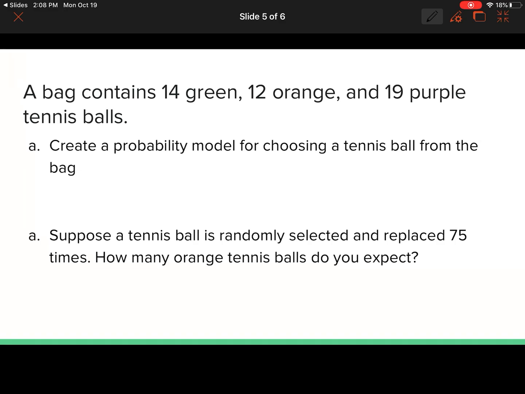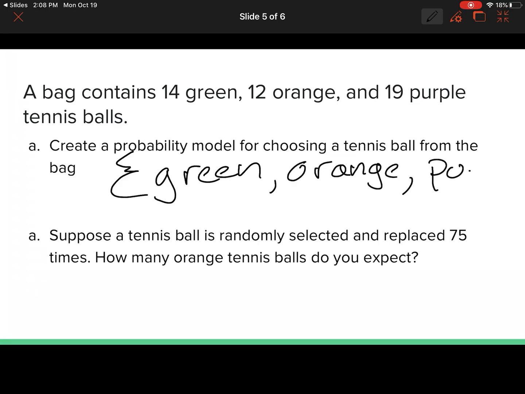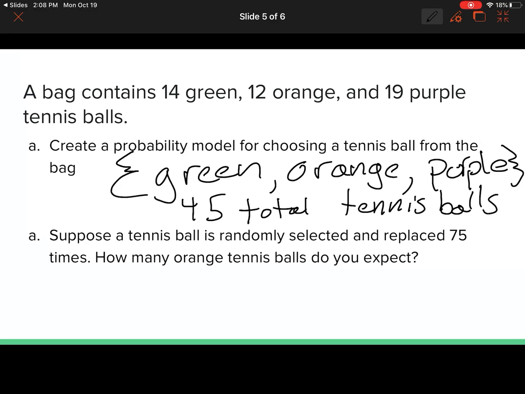So a bag contains 14 green, 12 orange, and 19 purple tennis balls. So we want to create a probability model for choosing tennis balls from the bag. All right, so what are our possible outcomes here? Well, we could get a green, orange, or purple tennis ball, right? Oops, I can't spell. Or a purple tennis ball. Okay, now I'm not going to list green 14 times and orange 12 times because that would be a little bit redundant, but we do see here that we have 45 total tennis balls. All right, and that's our probability model. We have a green, an orange, or a purple tennis ball.